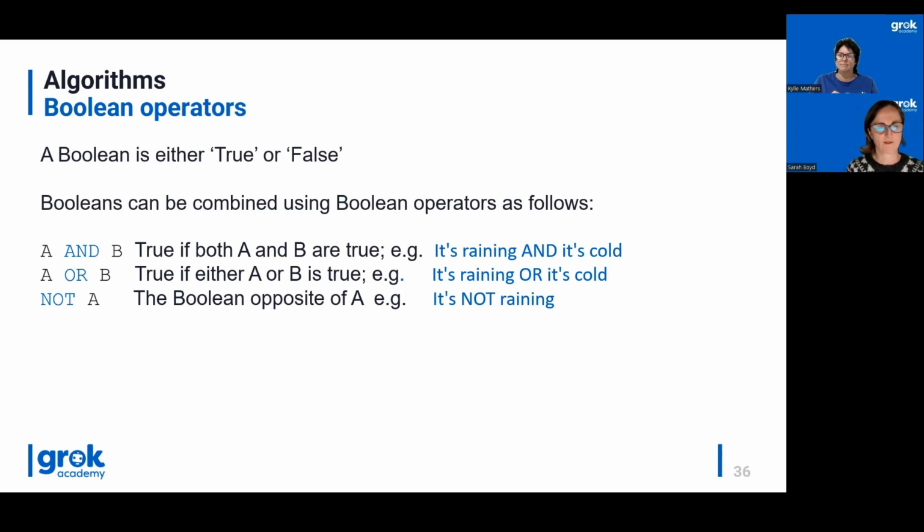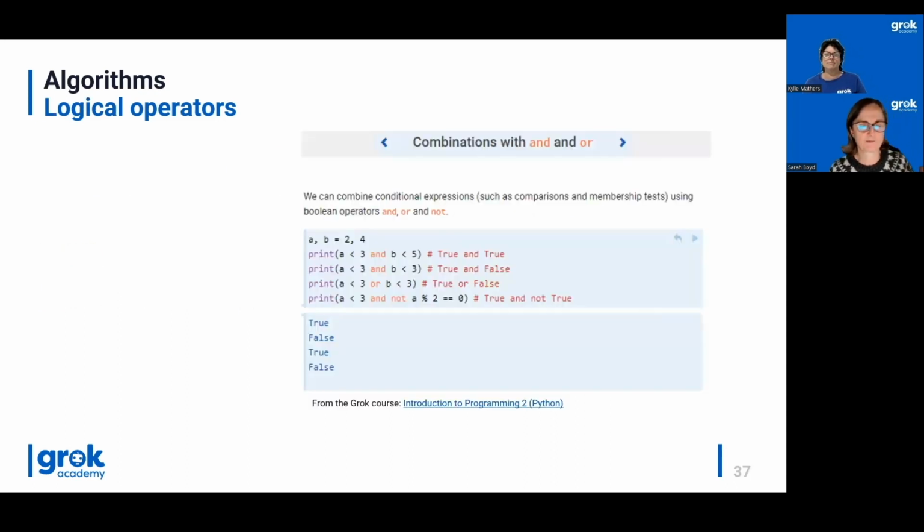So for example, A and B, true if both A and B are true. For example, it's raining and it's cold. Or we have it's raining or it's cold. Only one of them has to be true. And the not logical operator, that works on a single statement and it just makes it the opposite. So if it was raining and you said it's not raining, you've got the opposite condition. This comes a bit more clearer when we look at code.